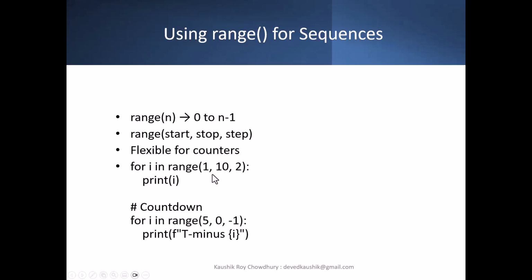We'll run this code snippet first. For i in range(1, 10, 2), that means the starting number is 1 and the range goes up to 10 in steps of 2, and we'll print it. Then there is a countdown. This is count up and this is count down: for i in range, it carries this operation very easily, starting from 5, stopping at 0, with a step of -1. So we'll see this in action. Print f T minus i within curly braces. It will all happen in a second.